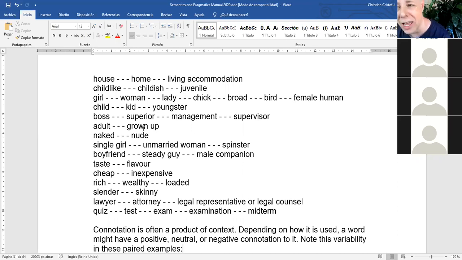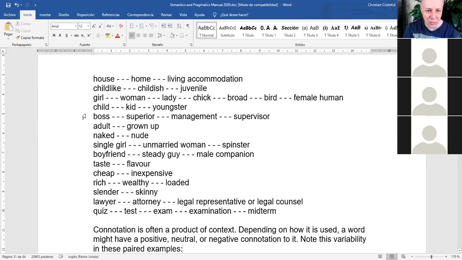What about girl? Yeah. This one causes problems normally. Girl, woman, lady, chick, broad, bird, and female human. Wow. Female human sounds like an alien talking. Okay.